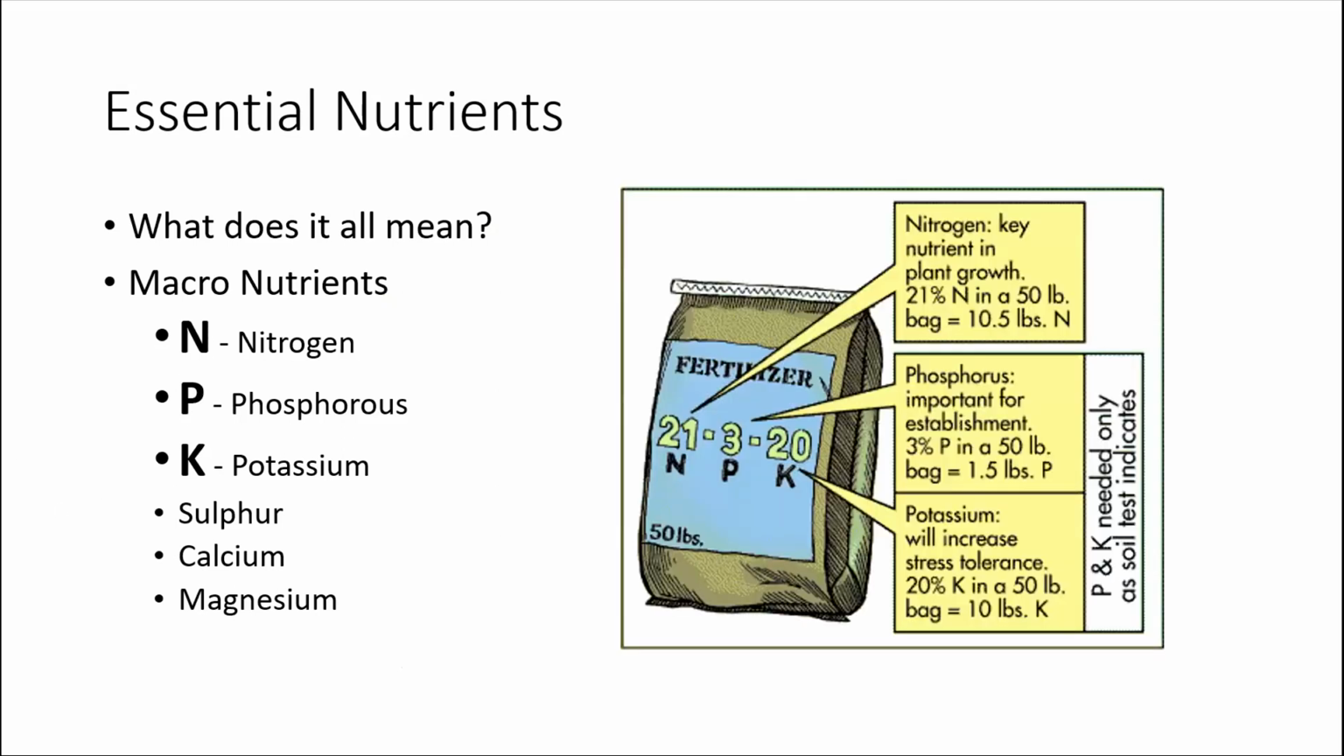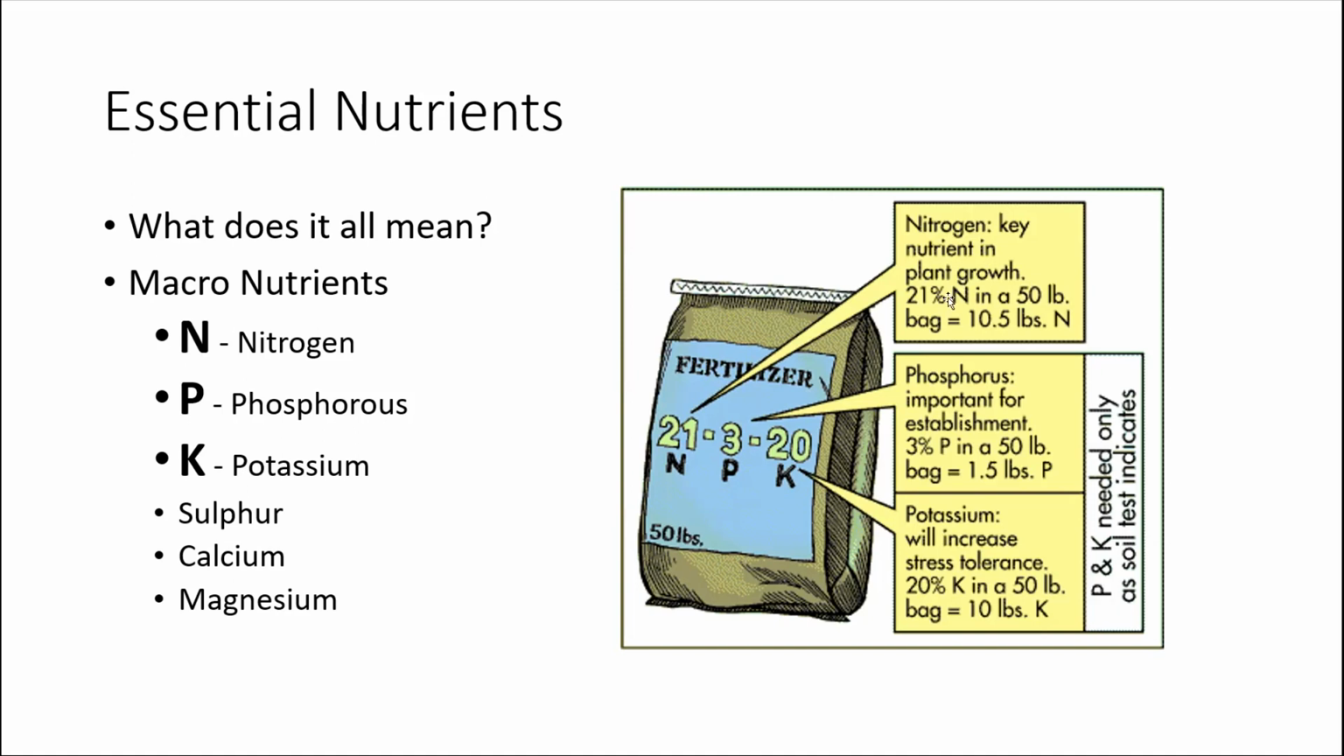Now, when we look at a bag of fertilizer, there's always three numbers on it. Okay, always three numbers on it. And those three numbers correlate to the amount of nitrogen, phosphorus, and potassium. So in this bag, this 21-3-20 means by weight, this bag is 21% nitrogen, 3% phosphorus, and 20% potassium.